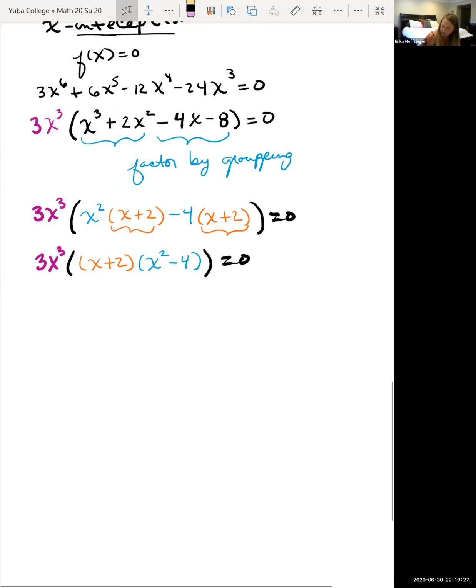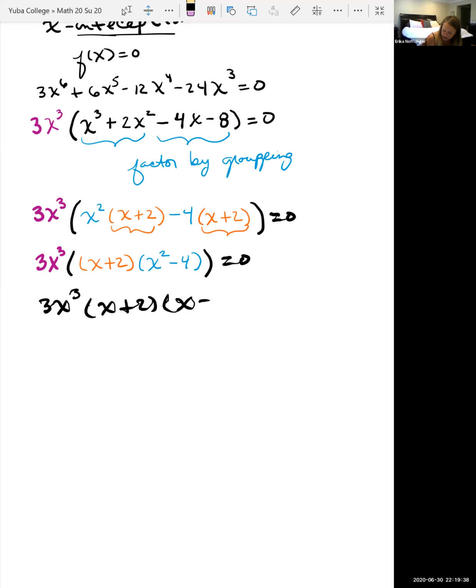Okay, so we're looking at when we have 3x cubed, all times x plus 2, all times x minus 2, all times x plus 2.